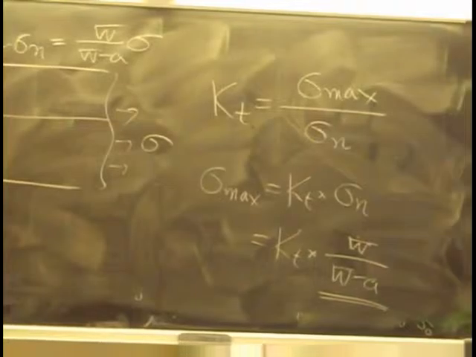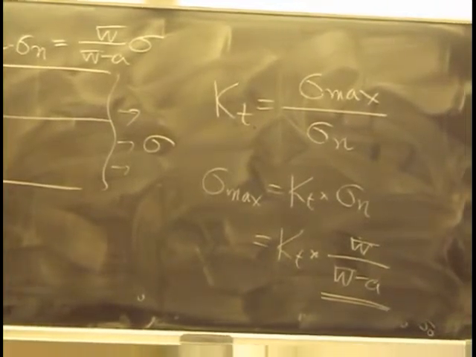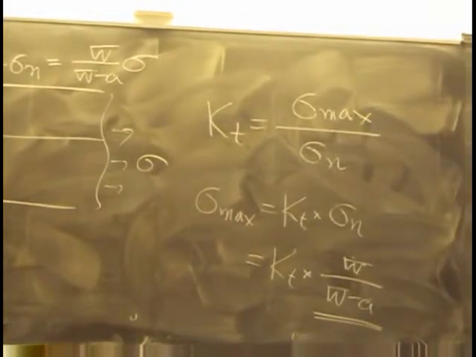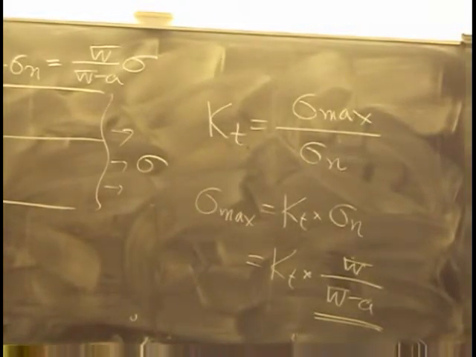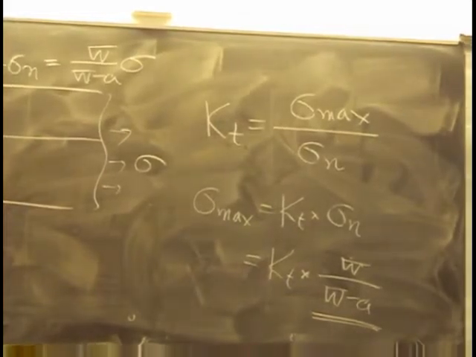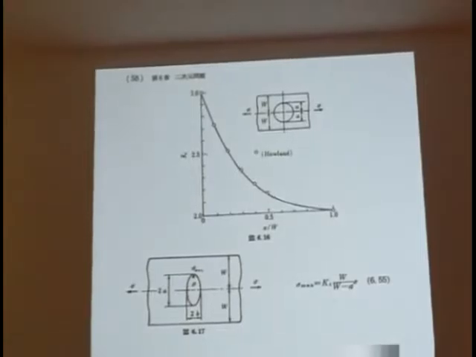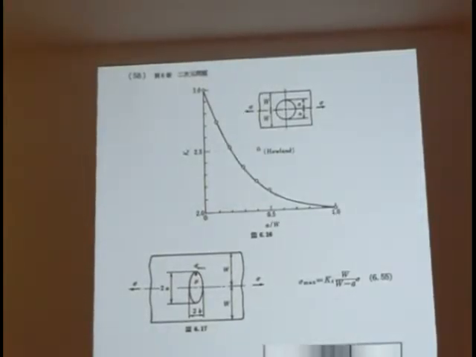So if the stress concentration is, for example, 2.5, it's not 2.5 times sigma. It's 2.5 times the average value of this section. You must be very careful. And so the actual maximum stress goes up as the diameter of the circular hole increases.